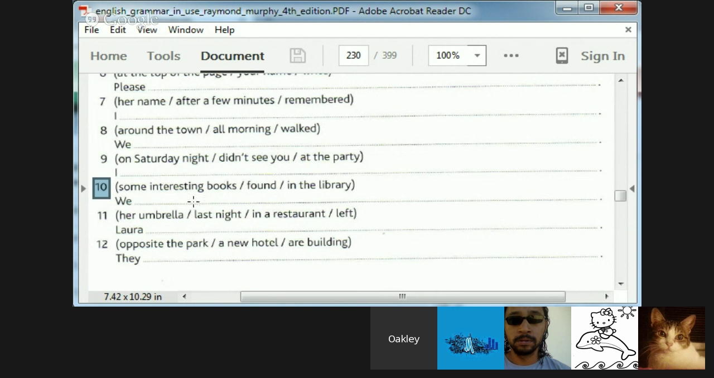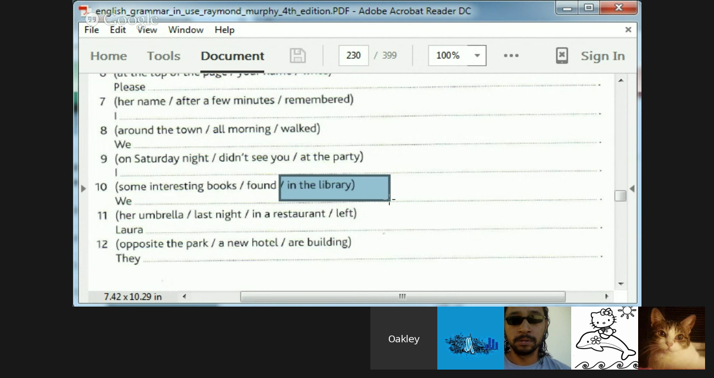Yeah. It sounds a little weird though. In the library, we found some interesting books. Sounds a little strange, at least for conversational English. Again, I'll say it again. This place thing, it's always correct at the end of the sentences.